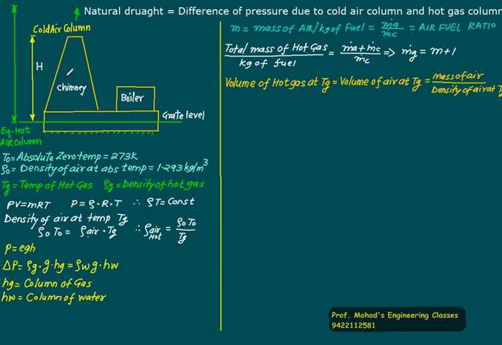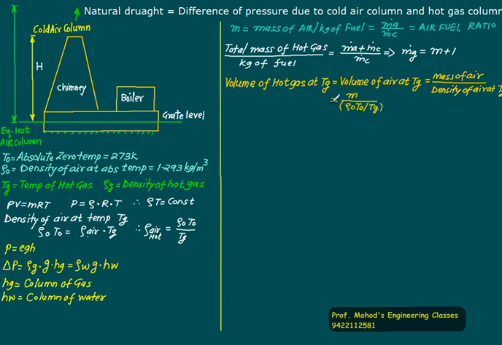The chimney is filled with the hot gases. Therefore the volume of the hot gases at temperature Tg will be the same as the volume of air at temperature Tg. Volume is defined as mass upon density, since mass equals density multiplied by volume. So it is the mass of air upon the density of air at temperature Tg.